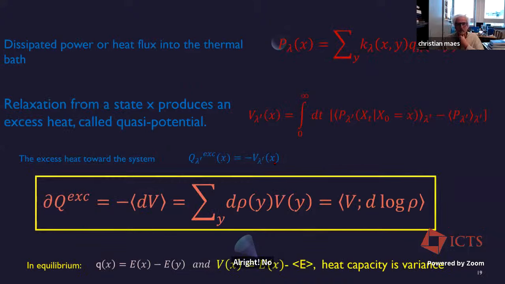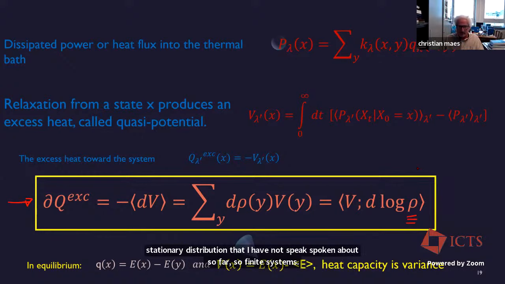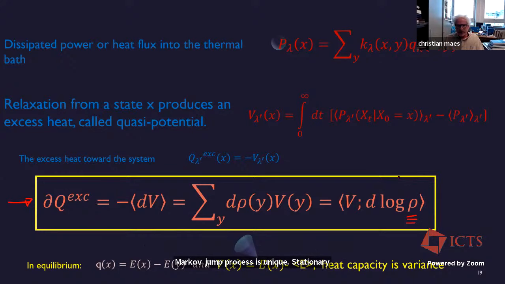Now, the upshot of everything is here in the box. So just look at this condition. The excess heat that we are interested in is, I mean, there is also a rho around, which is the stationary distribution that I have not spoken about so far. So for a finite system, a Markov jump process, there is a unique stationary distribution. And this excess heat is in fact given by the covariance between our quasi-potential, which is defined here, and the differential of the logarithm of this stationary distribution.